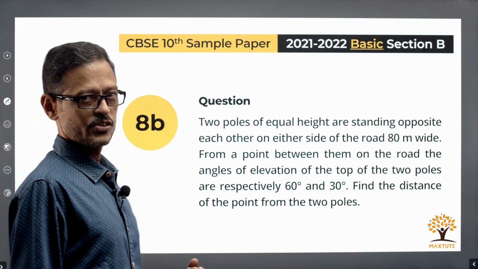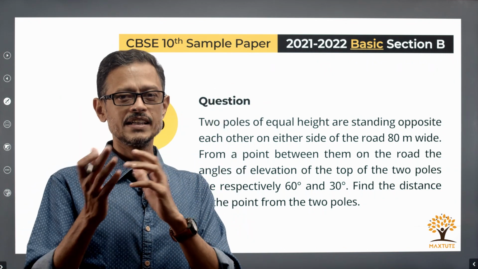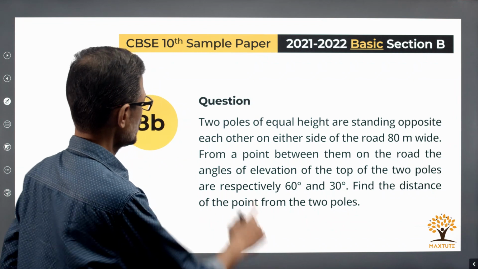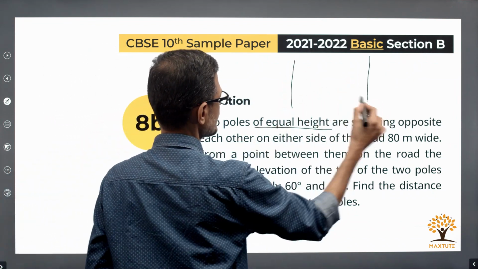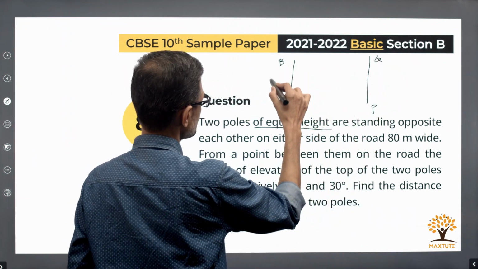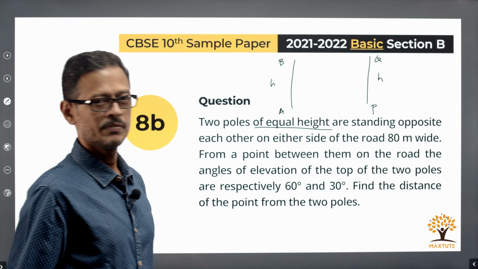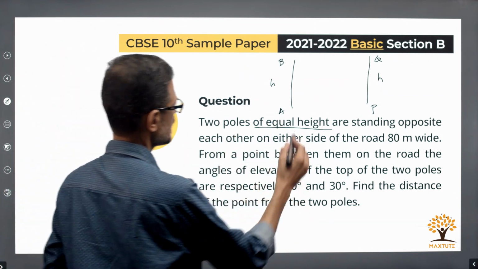Look at the second internal choice. Again, as with the last part, as we read the sentences, let's quickly draw the diagrams to make sense of it. Two poles of equal height, right? We have two poles: AB is one pole, PQ is another pole. The heights of both these poles are equal, and they are standing opposite each other on either side of the road, 80 meters wide.